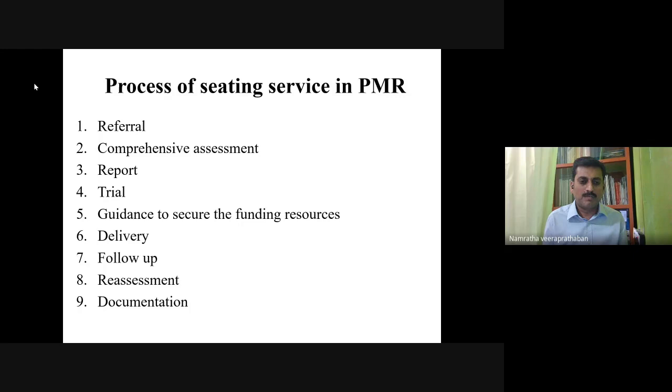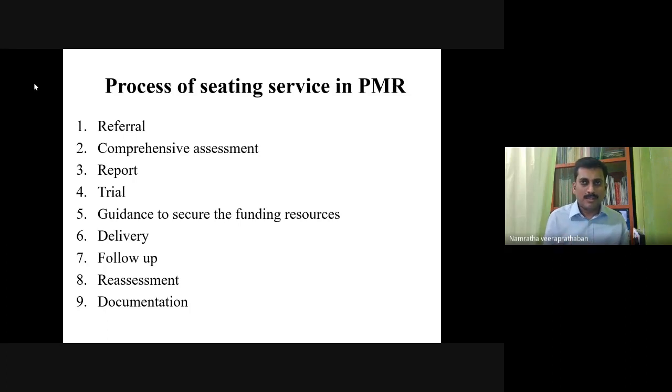Once everything is done, we will set an appointment for a trial. During the trial, the company will bring the demo chairs. We will have the patient sit on the demo chairs, and we will check all our recommendations. Okay, does it really fit the needs? The advantage of doing a trial is that if you want to change, add, or remove anything, everything is possible during the trial, before you go for an actual purchase.